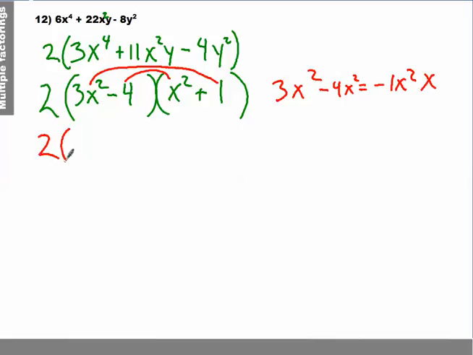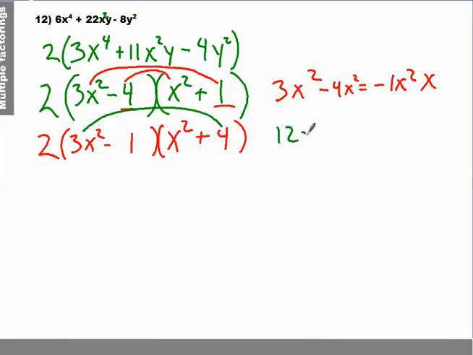So this time let's keep the 3x squared here. Let's keep the negative sign. This will still be x squared, but this time let's switch the 4 and the 1, shall we? All right, so let's go find our linear term. 3x squared times 4 is 12x squared. Negative 1 times x squared is negative x squared. And that gives us, oh my goodness, 11x squared.